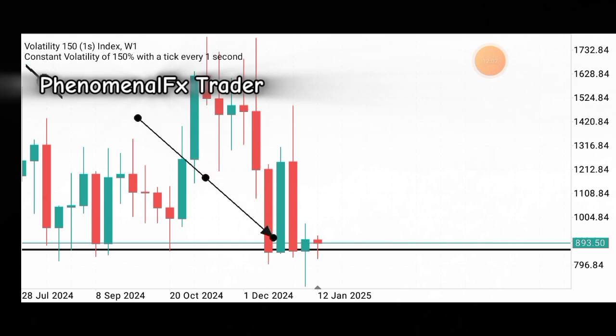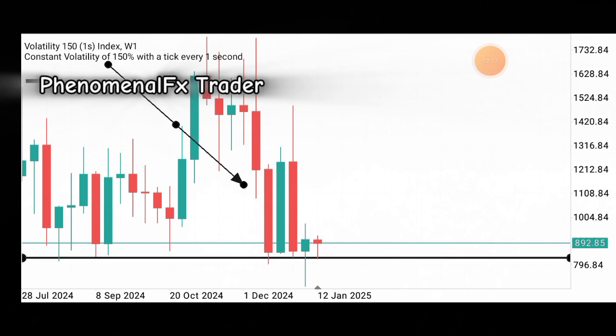Then the current week's candlestick did what? It sold a little to test this particular low here. Let me just adjust this line to where we had this previous low. At this point, I am referring to the low of this bearish candlestick. You can see the current week candlestick got there and started buying immediately.